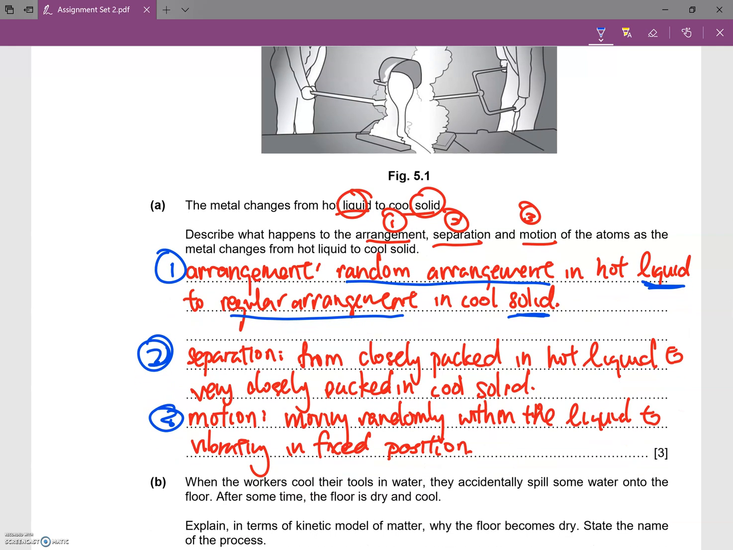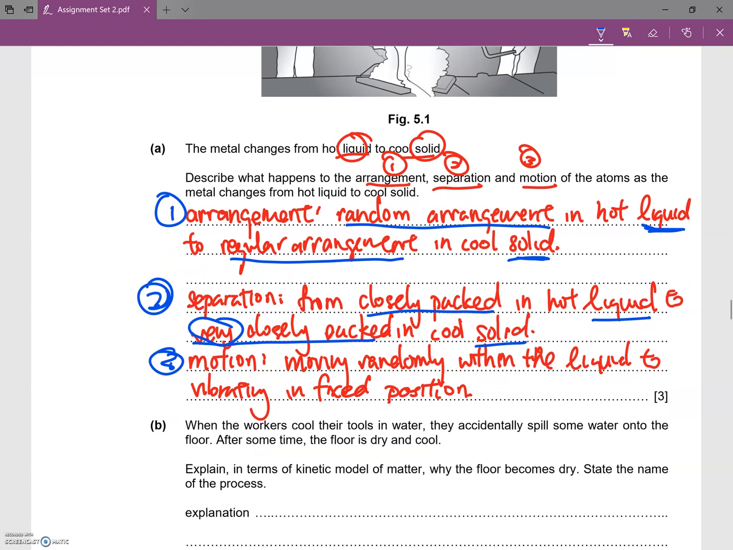For the second part, which is separation, we know that for liquid, the particles are closely packed. Once it becomes a solid, it is very closely packed. So the keyword here is very: from closely packed to very closely packed. And last one, in terms of motion, for liquid, the particles are moving randomly within itself. But once it becomes a solid, it vibrates in a fixed position.